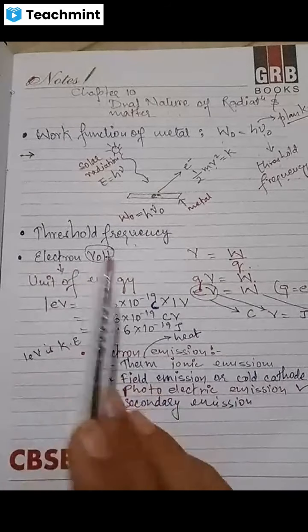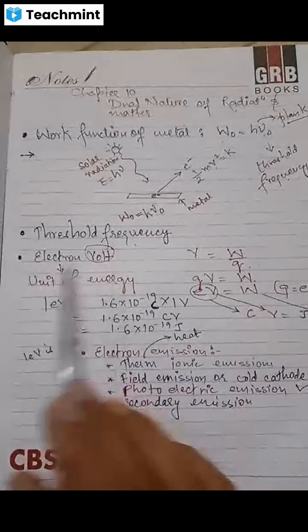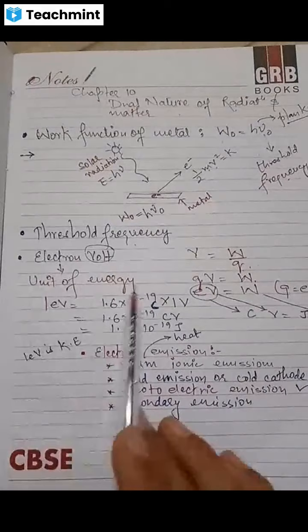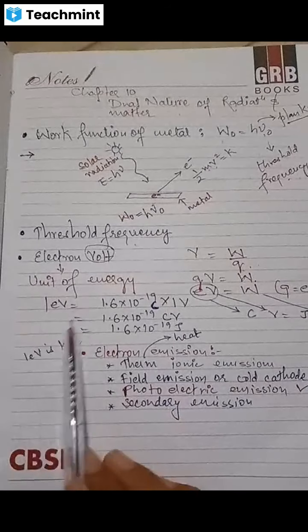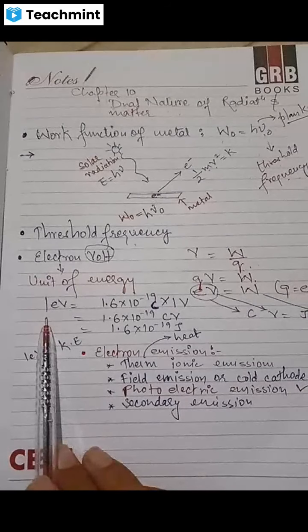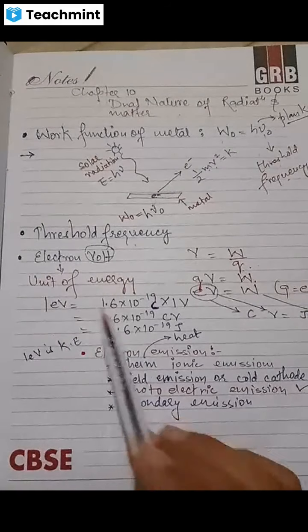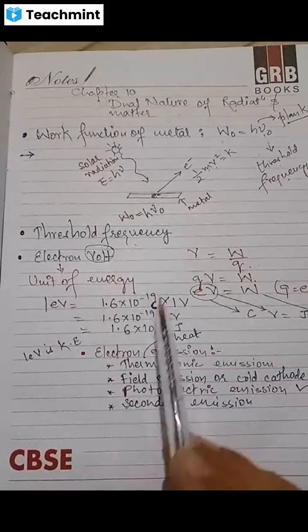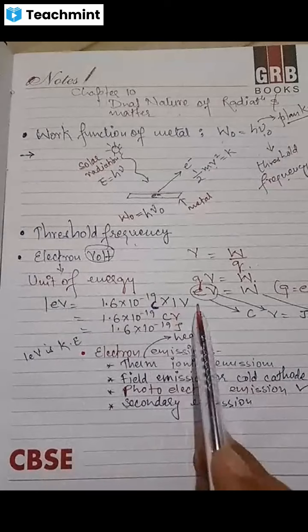Then this electron volt itself represents not the potential difference, but the energy. So eV is a unit of energy. When I talk about eV, dear students, what is electron volt? Electron volt is equal to the magnitude of the charge of an electron, that is 1.6 into 10 to the power minus 19, multiplied by 1 volt, right?